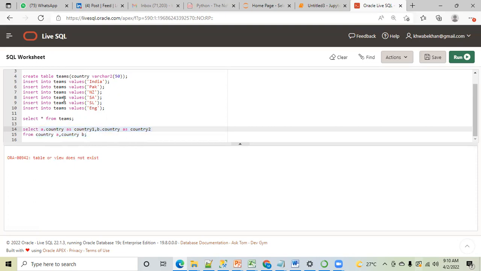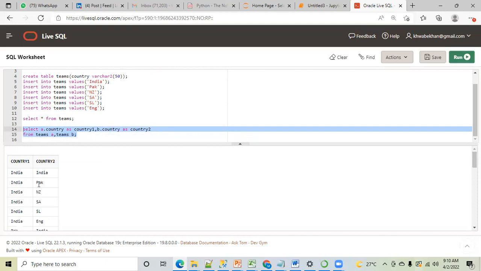Table or view does not exist. Okay, this is teams now. This is teams. By mistake I had written country. Teams. Now analyze the output of this. This is the output. Okay, now let's try to understand this. Then we'll proceed further.